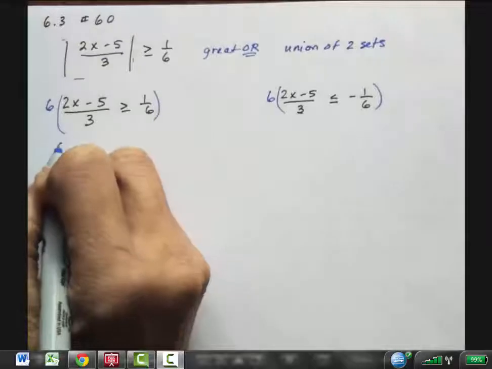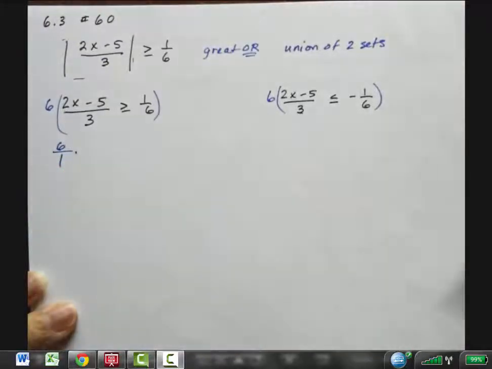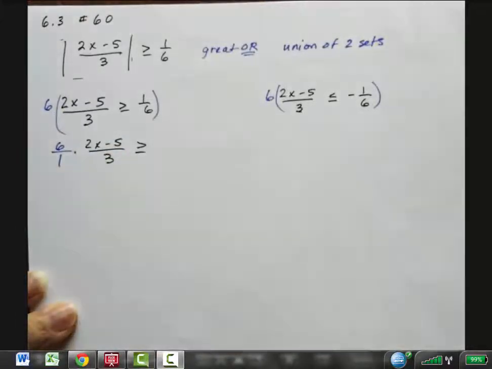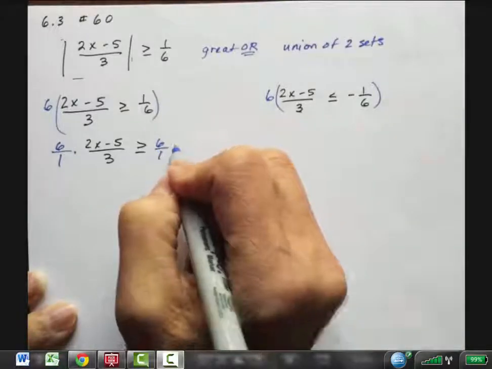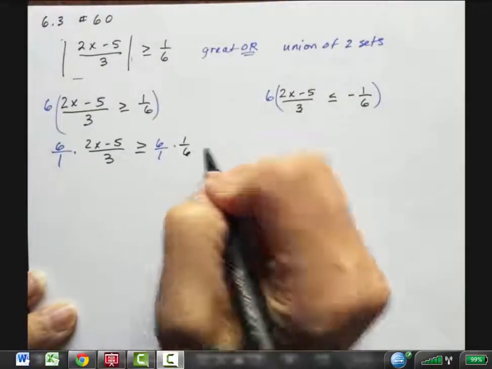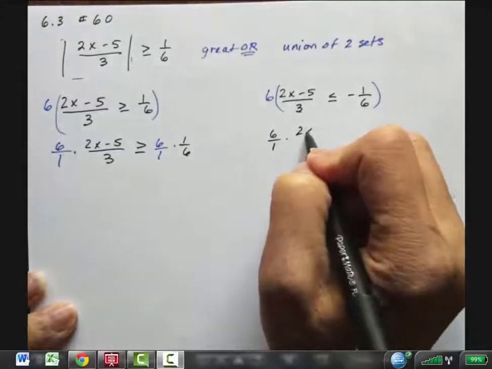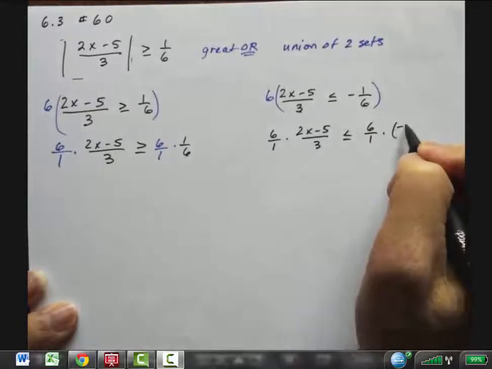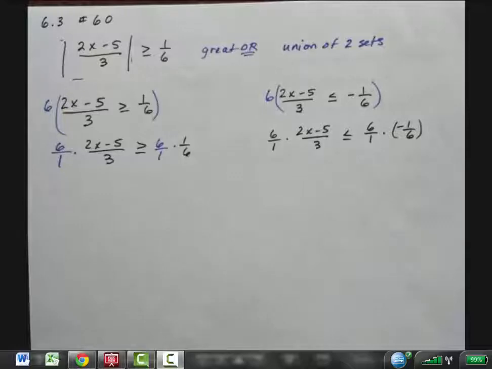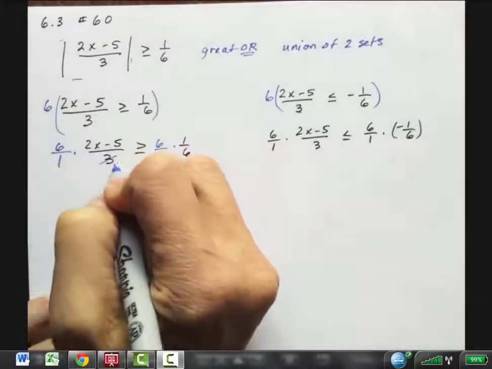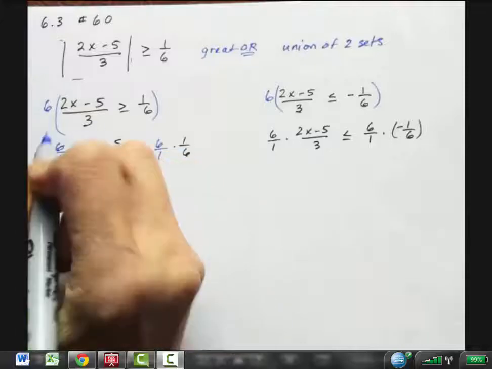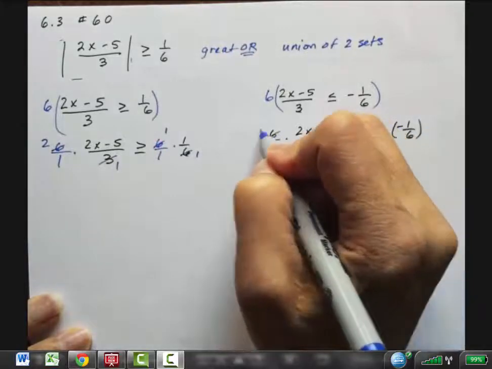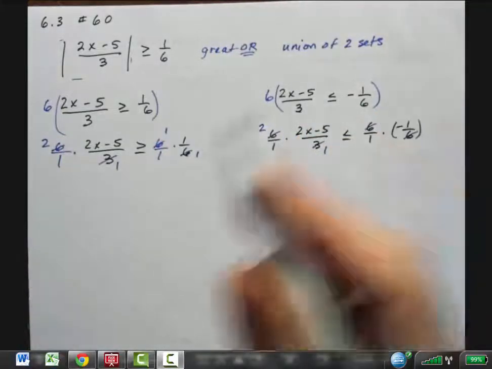When I do that, I end up with 6/1 times 2x minus 5/3 greater than or equal to 6/1 times 1/6. I'm going to do the same thing over here. 6/1 times 2x minus 5 all over 3 less than or equal to 6/1 times negative 1/6. The reason that we multiply by our LCD is so that we have the removal of our denominators. So you should be able to cancel out like factors, remove those denominators, and then simplify.